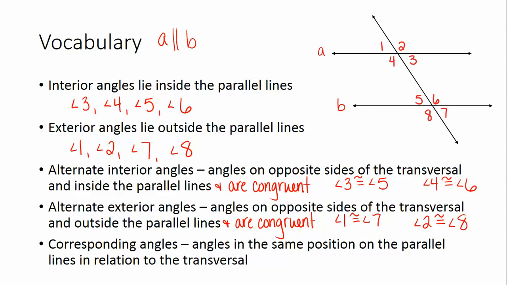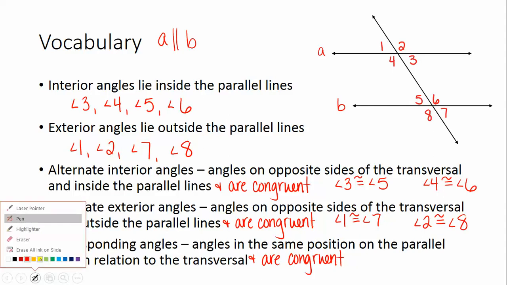Corresponding angles are angles that are in the exact same position on the parallel lines in relation to the transversal, and these are also congruent. The best way to describe this is if you look up at the top at the angles 1, 2, 3, and 4, and you look down at the bottom at angles 5, 6, 7, and 8, you can see how I started by numbering in the upper left, and I went clockwise around. So same thing down here. I started number 5 in the upper left, and then I went clockwise around. So each angle that's in the same position is what we call corresponding.